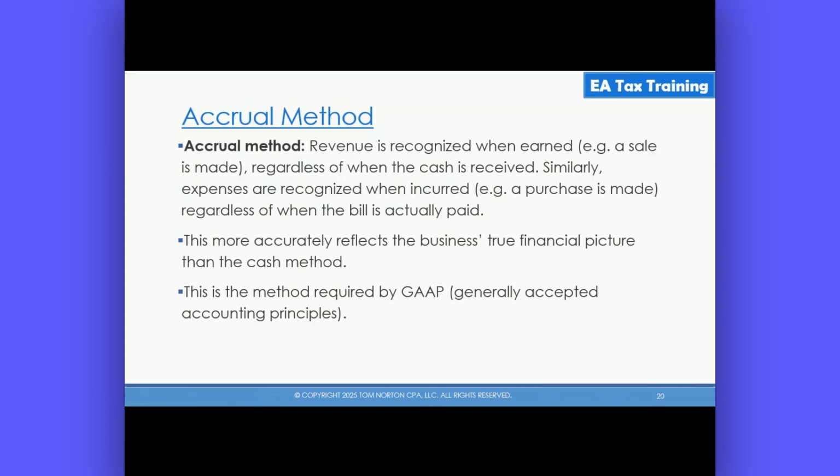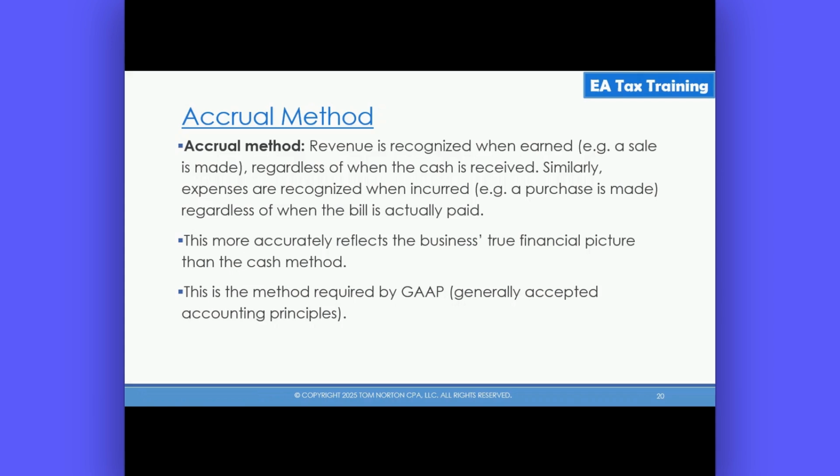Now let's talk about the accrual method. With the accrual method, revenue is recognized when it is earned, regardless of when the cash is actually received. Similarly, expenses are recognized when they are incurred, regardless of when the bill is actually paid. The accrual method more accurately reflects the business's true financial picture than the cash method does, and that is why it is the method required by generally accepted accounting principles. So if you are following GAAP accounting on your books, you cannot use the cash method for book purposes. You have to use the accrual method.